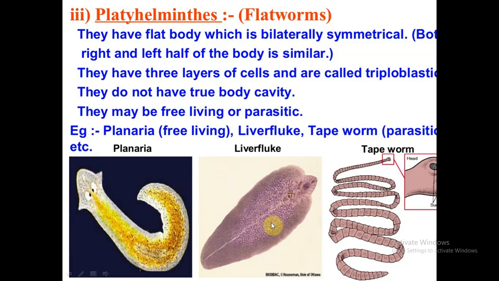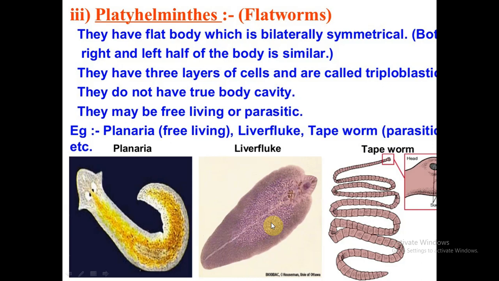Now here there are three layers. We saw that in the case of coelenterates there were only two layers, but here there are three layers. That's why they are triploblastic, and the coelenterates were diploblastic. They do not have a true body cavity. Here the coelom is not true.